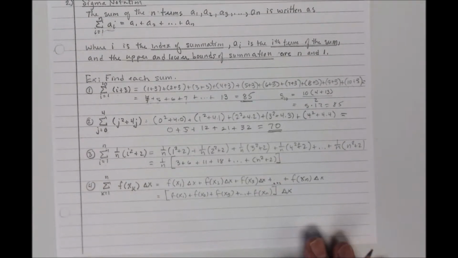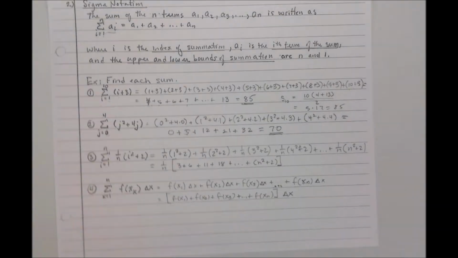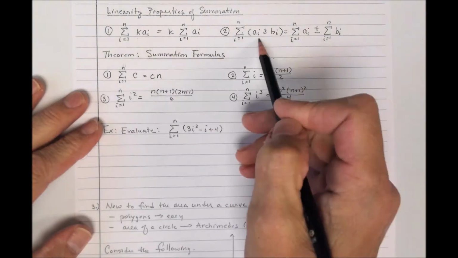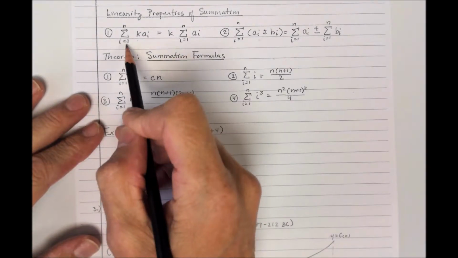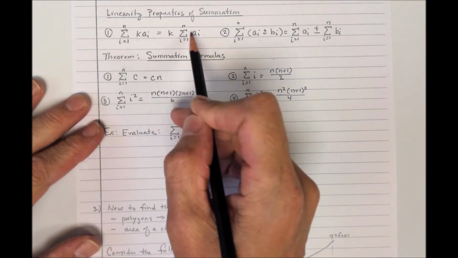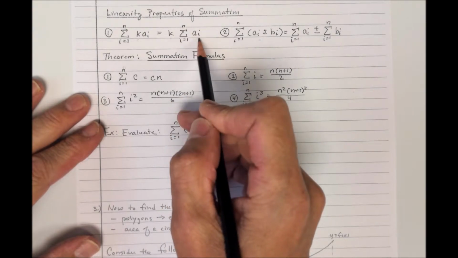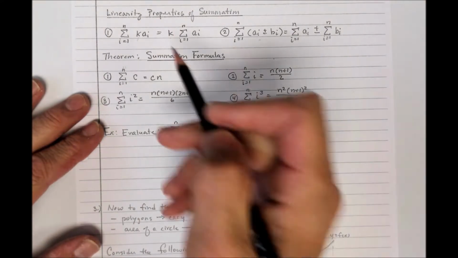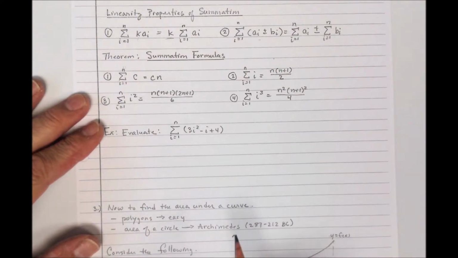All right, now a couple properties and some special sums, some formulas that we can use. Okay, we have the linearity properties. The linearity properties, we have those for differentiation and integration. They have to do with multiplying by a scalar or sums and differences. So in this case, the sum as i goes from 1 to n of a constant k times a sub i is equal to the constant times the sum as i goes from 1 to n of a sub i. You have to think about this. There's going to be a factor of k in each one of them, so I can factor that out just like I did on the previous two examples.